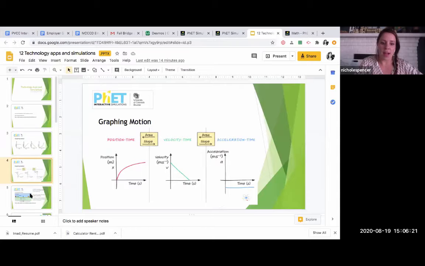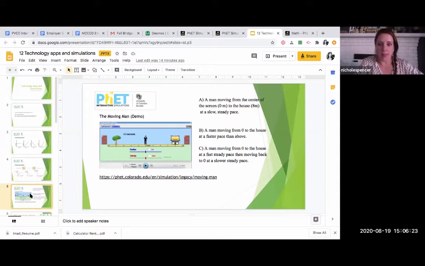So one thing that I like to do is a moving man simulation. I would have to use something like this because now we're not in person for them to physically do a lab. So this is a good one, and there are several others where they can mess around with changing different things to look at what a graph would look like for velocity, speed, acceleration.